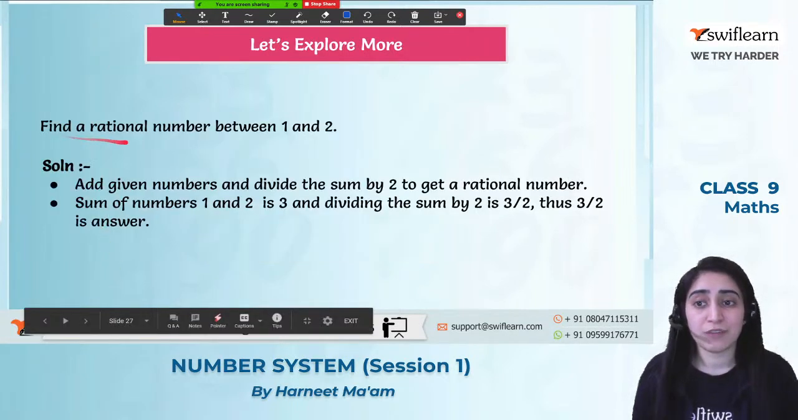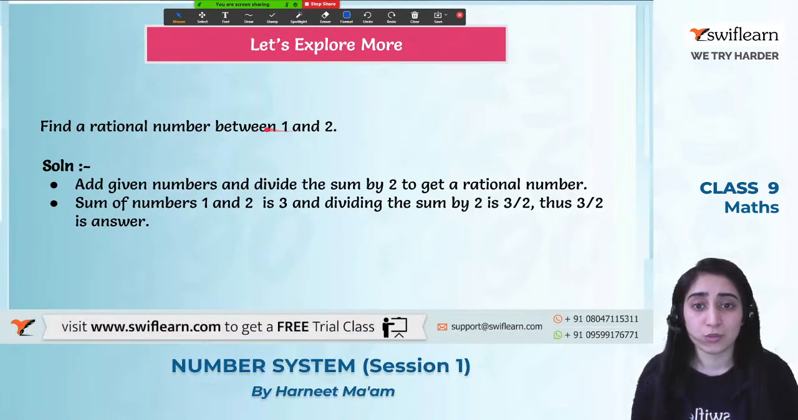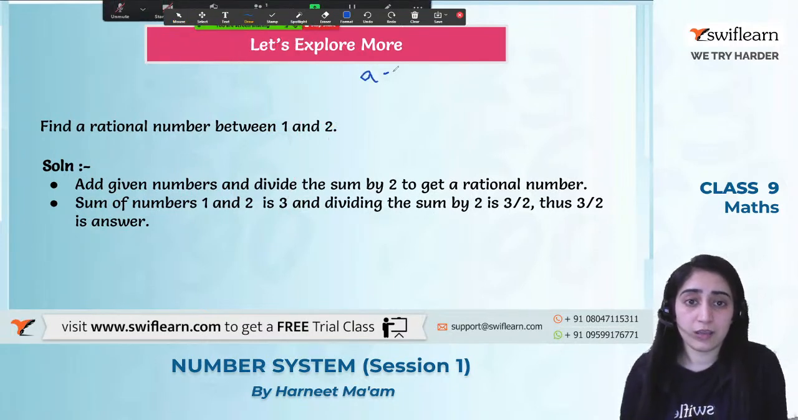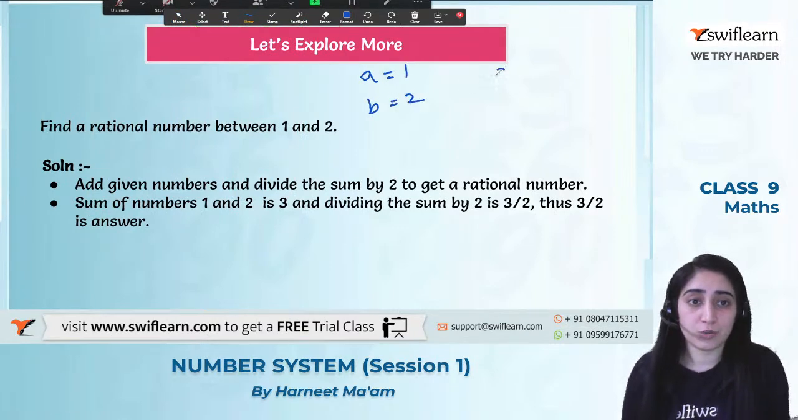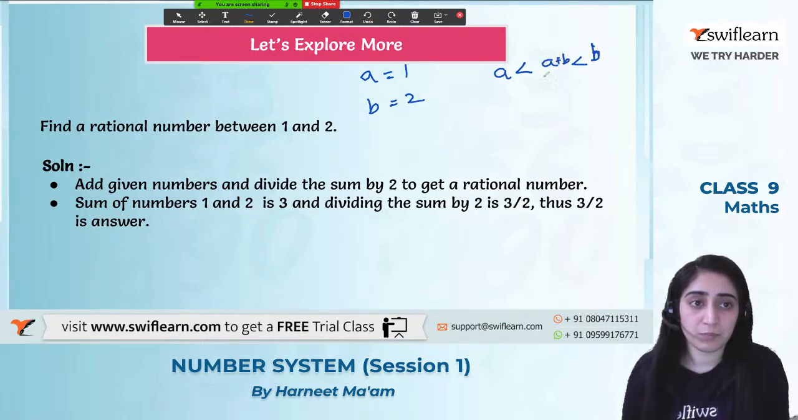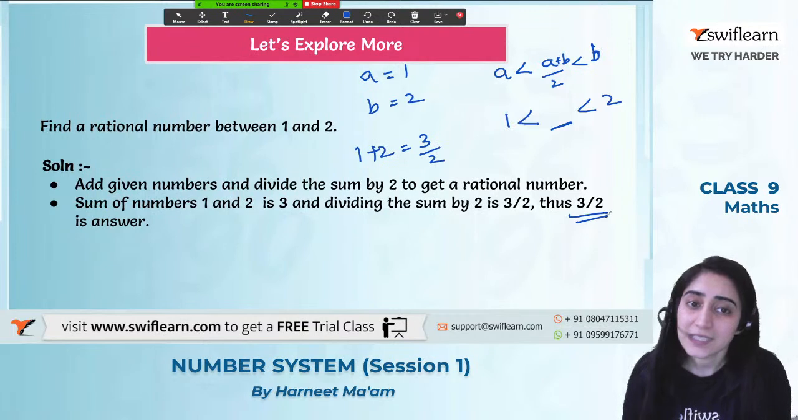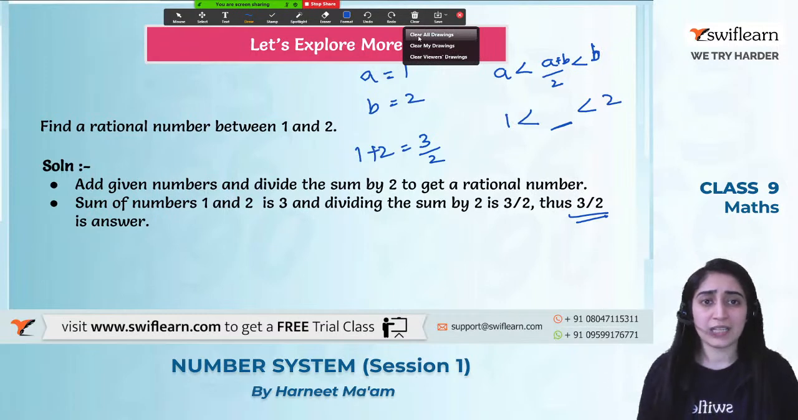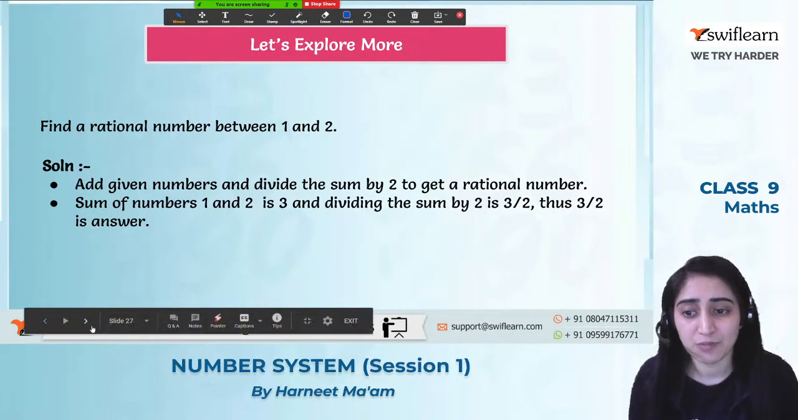Let's see how. If I tell you to find a rational number between 1 and 2, how can you find it? The question says A is 1, B is 2. So A is smaller and B is the bigger one. The formula is A plus B by 2. How do we calculate A plus B? That means 1 plus 2, which comes out to be 3. 3 by 2 is the answer. Clear? This is easy to calculate when I tell you two numbers. You just need to add them and divide by 2, and that is the fraction that comes in between them.